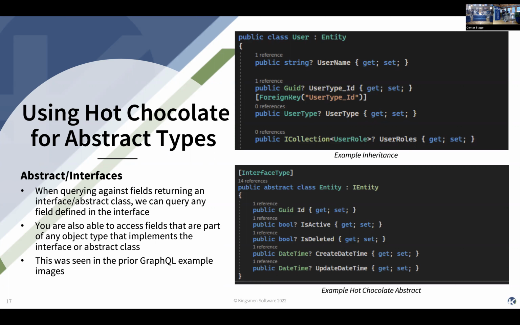Whatever we saw back earlier on our slides about GraphQL, HotChocolate is actually generating all of that for you. So this public class user here that inherits from entity is actually being translated into a type user that implements entity. And then down here lower, this public abstract class entity is what's actually being interpreted on our schema as an interface of entity.